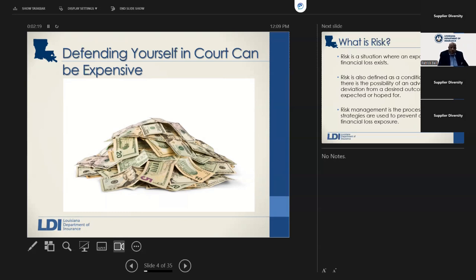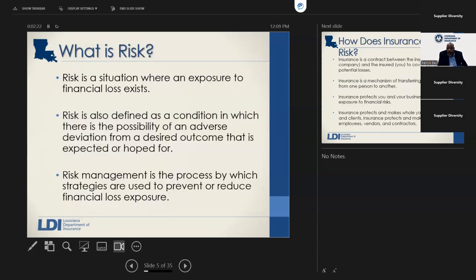So let's talk about, well, what is risk? Risk is a situation where there's an exposure to financial loss. It's also defined as a condition in which there's the possibility of an adverse deviation from a desired outcome that is expected or hoped for. And you're probably saying, what in the world does that mean? Well, think of it in these terms.